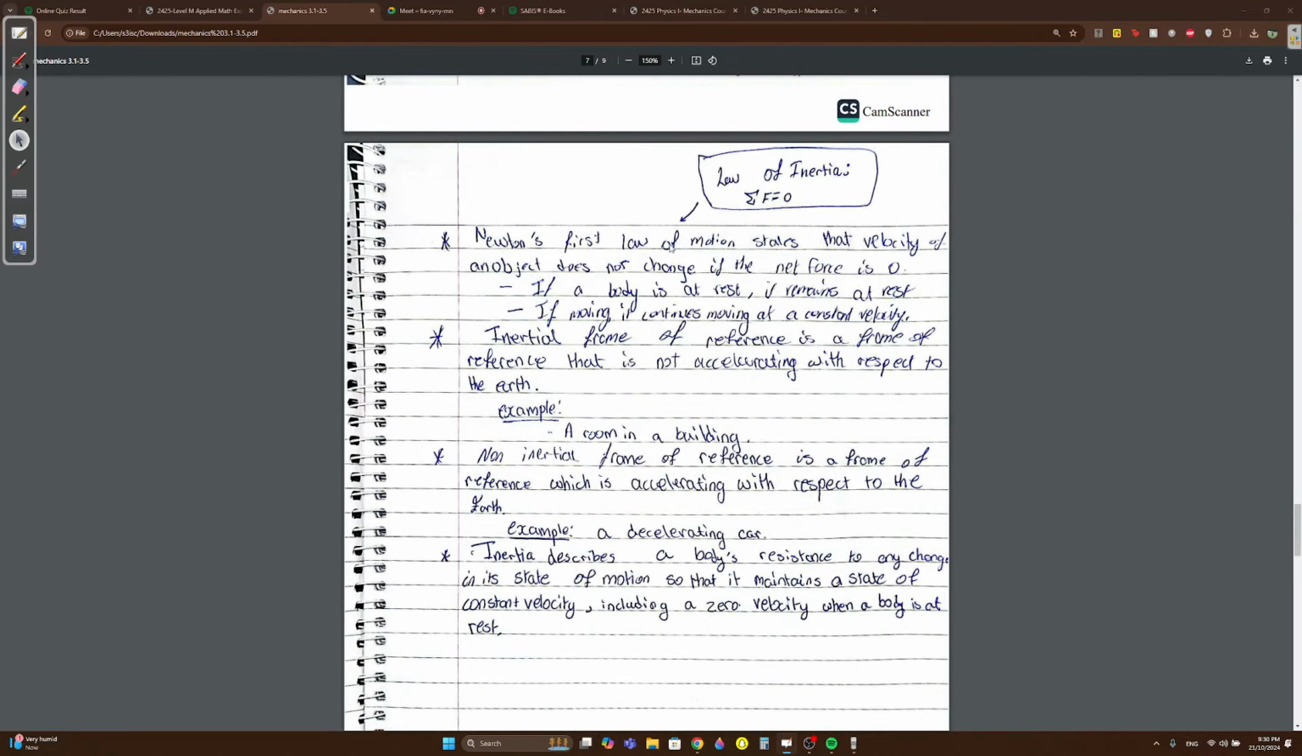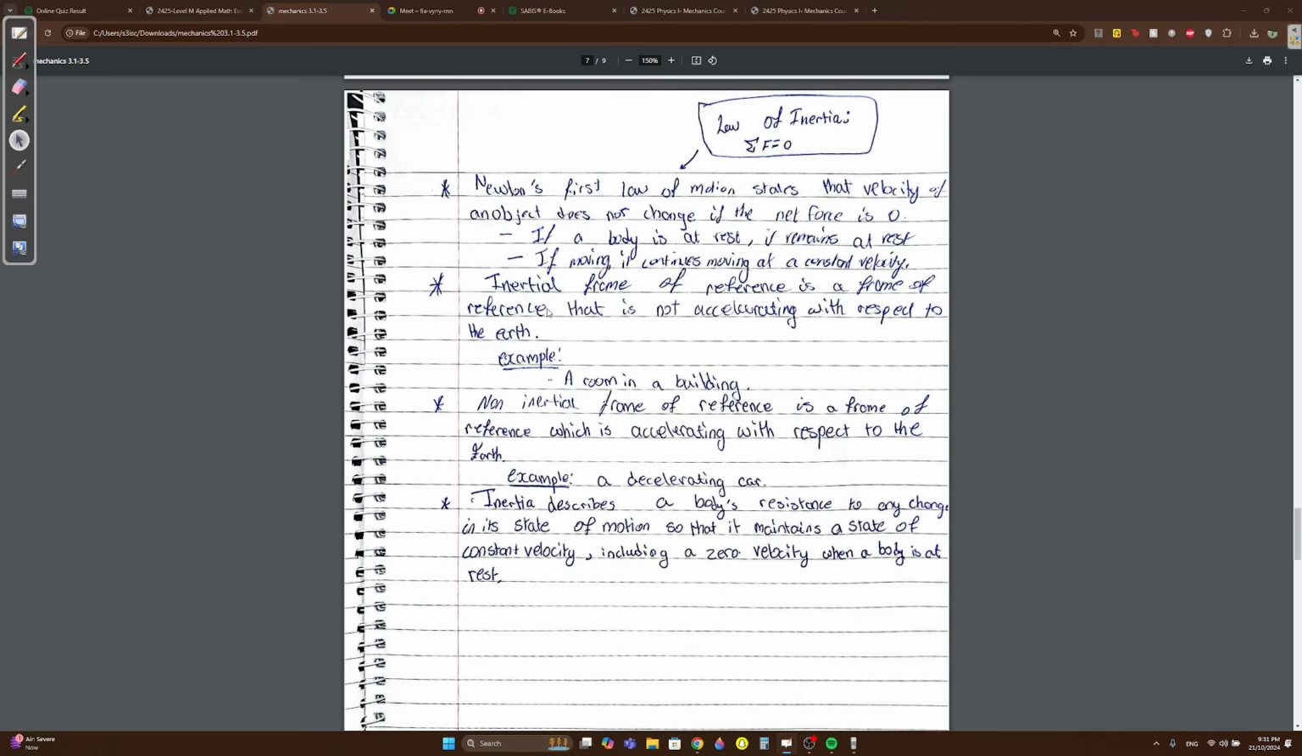Newton's first law of motion states that the velocity of any object does not change if the net force is zero. If the net force is zero, then the state of the object will not change. If it's at rest, it will stay at rest. If it's moving, it continues moving at a constant velocity. It will not accelerate, so it stays in inertia. It's called the law of inertia. And basically, sigma F equals zero, meaning the sum of all forces acting is zero.